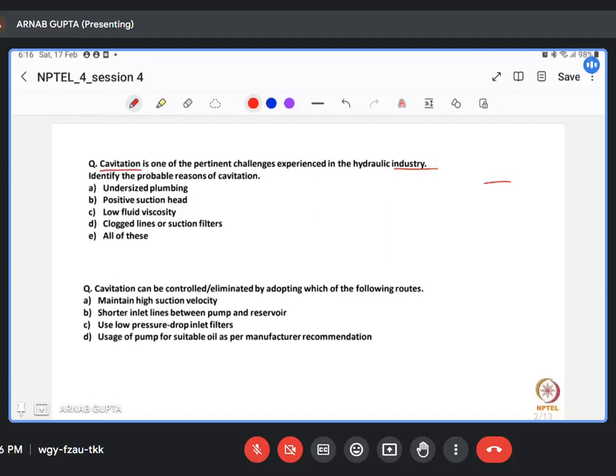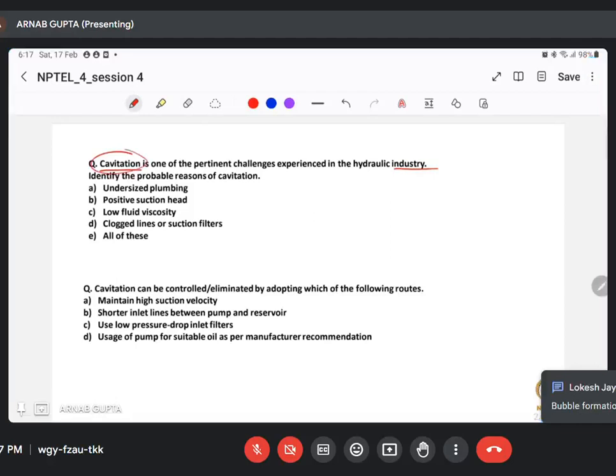So, what is cavitation? Before going into the question, can Lokesh or Bongani unmute yourselves and tell me what you mean by cavitation? It's one of the most basic phenomena in pumping or in hydraulic pumps. Now, what is cavitation? Bongani, what do you understand from the term cavitation?